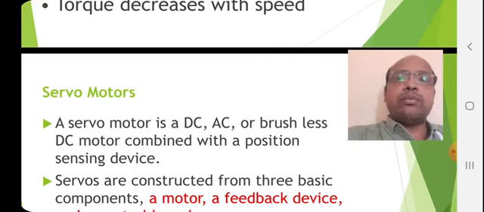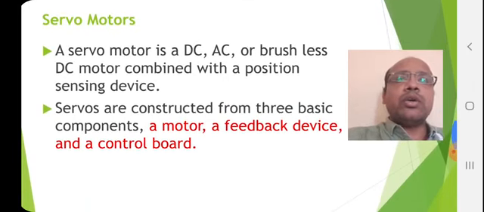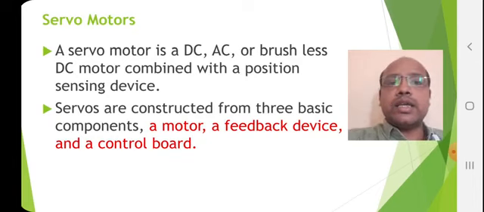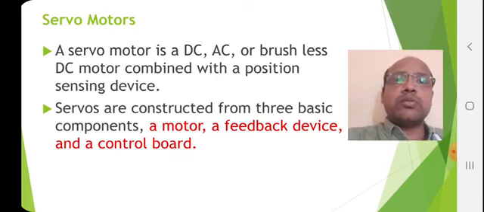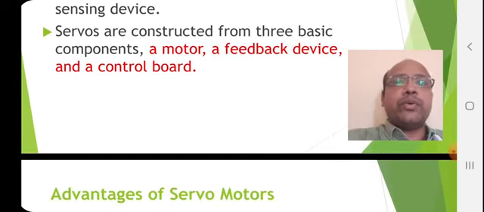Next, the effective motor which is used in NC manufacturing system. Nowadays it is preferred mostly, that is called a servo motor. A servo motor is a DC, AC or brushless DC motor combined with a position sensing device. Servos are constructed from three basic components: first one is a motor, then a feedback device and a control board.